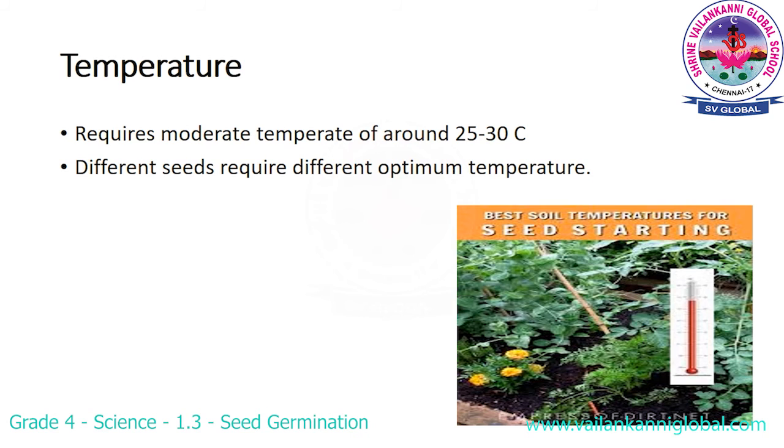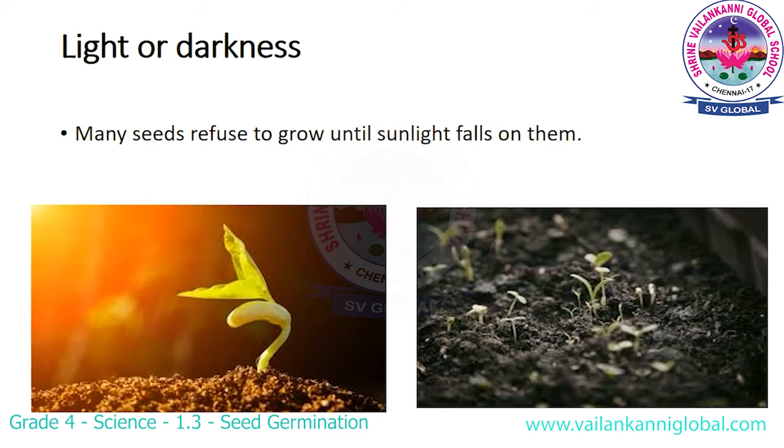Temperature. For a seed to germinate, it requires a moderate temperature of around 25 to 30 degrees Celsius. Quite obviously, different seeds require different optimum temperatures. There are some seeds which have special requirements, either lower or higher temperature, between 5 to 40 degrees Celsius. Light or darkness. This can act as an environmental trigger. Many seeds refuse to germinate until sunlight falls on them.